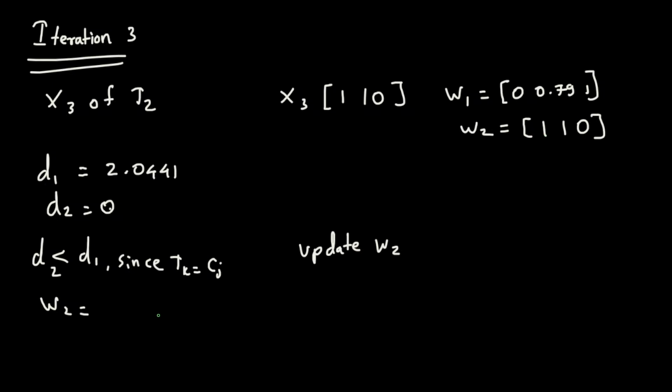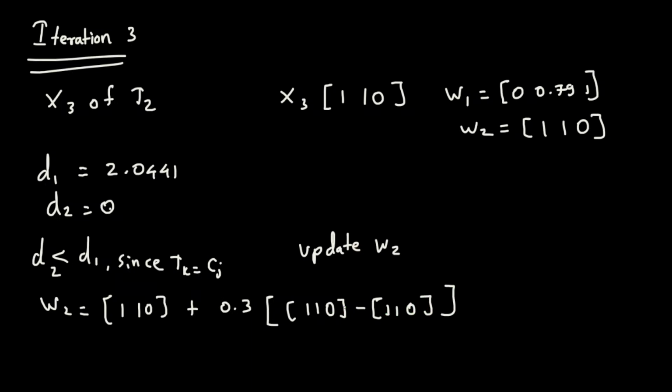And the way to update W2 is, what you do is you put the W2 value first, which is 110, and then you put a plus sign, and then gain, which is 0.3, and then you multiply that one by the corresponding x value, which is 110 in this case, and then you subtract the W2 value, which is 110 as well. So as you can see, this is going to be 0 because it's equal values.